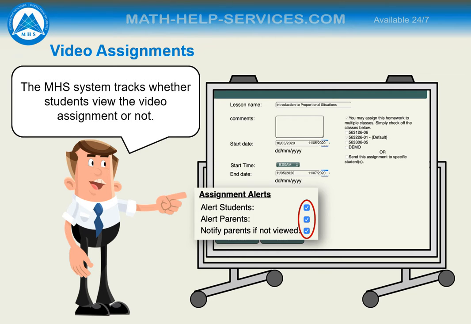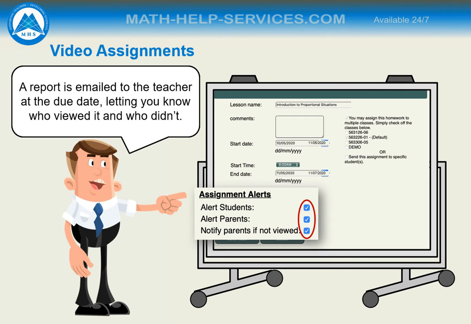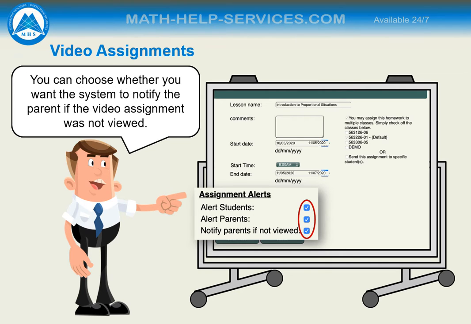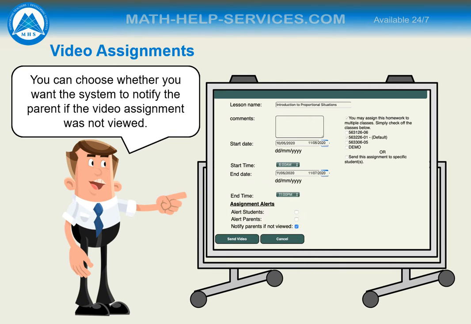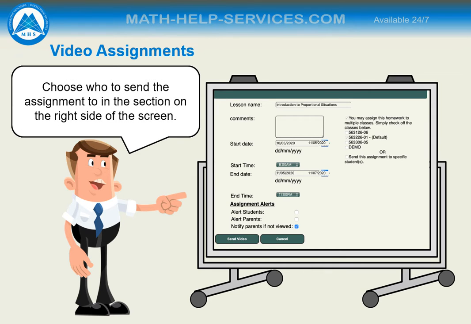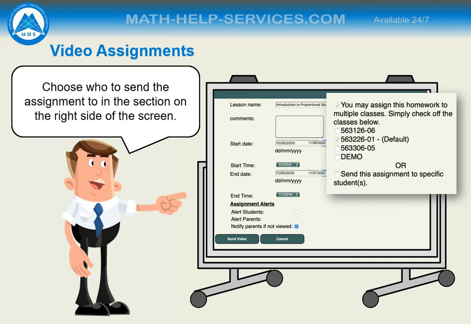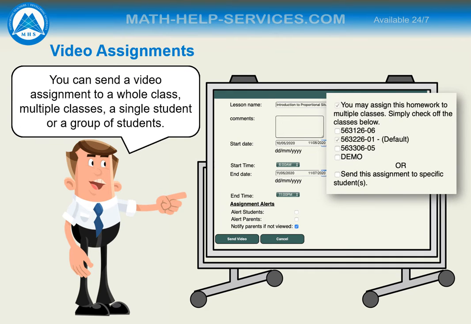The MHS system tracks whether students view the video assignment or not. A report is emailed to the teacher at the due date, letting you know who viewed it and who didn't. You can choose whether you want the system to notify the parent if the video assignment was not viewed. Choose who to send the assignment to in this section on the right side of the screen. You can send a video assignment to a whole class, multiple classes, a single student, or a group of students.